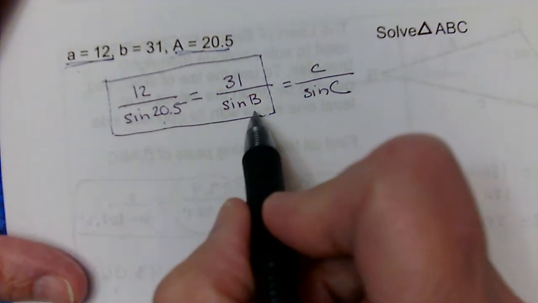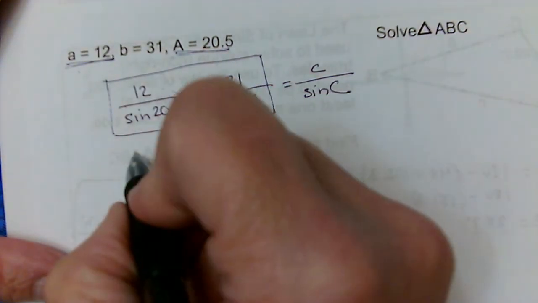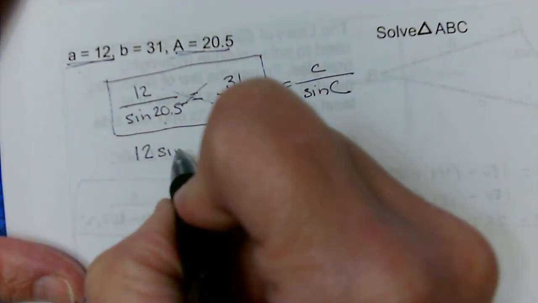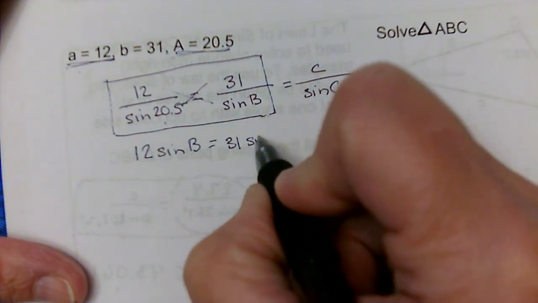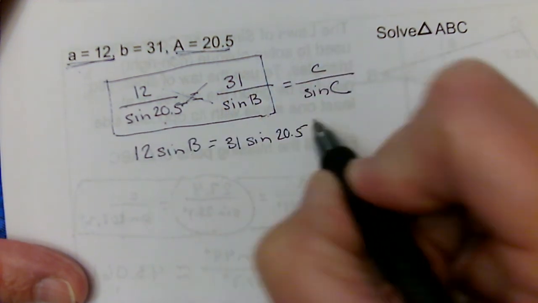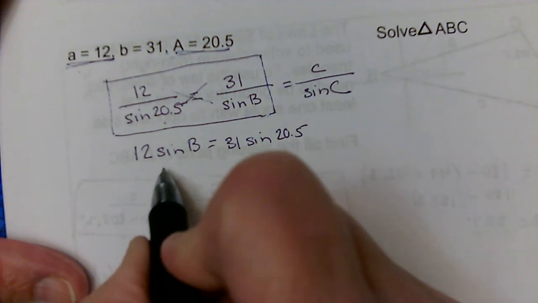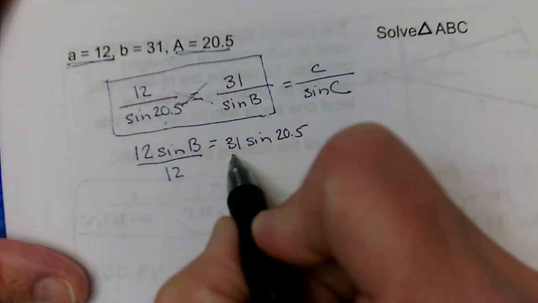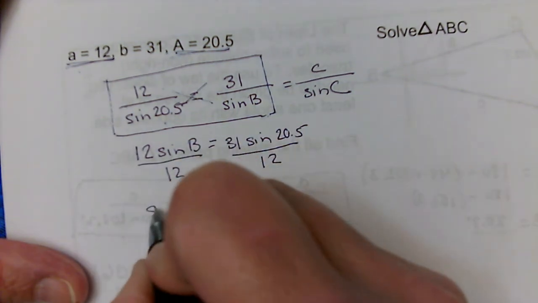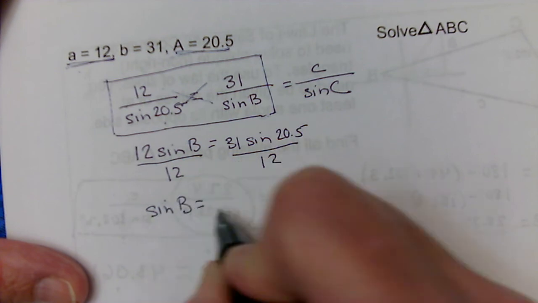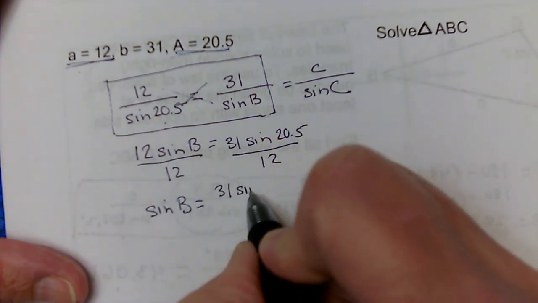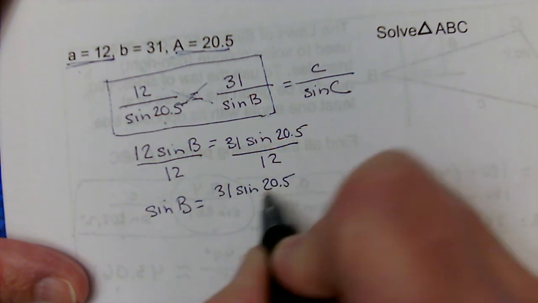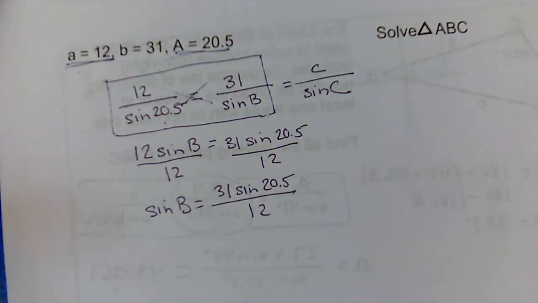Since the sine of B is in the denominator, we're going to cross multiply. That gives us 12 times the sine of B equals 31 times the sine of 20.5. And then to get sine of B by itself, we divide by 12. So we get the sine of B equals 31 sine of 20.5 degrees over 12.